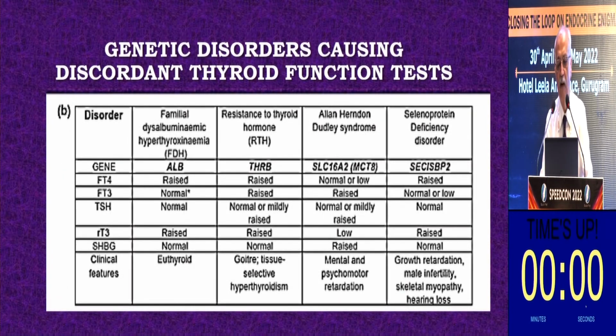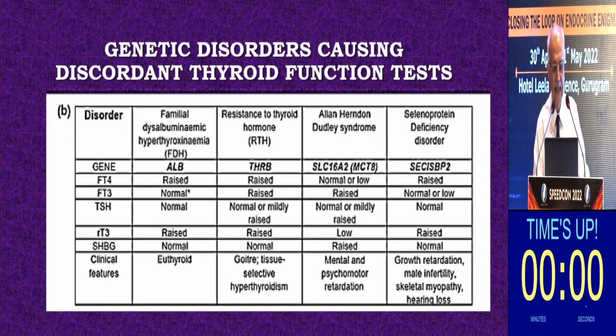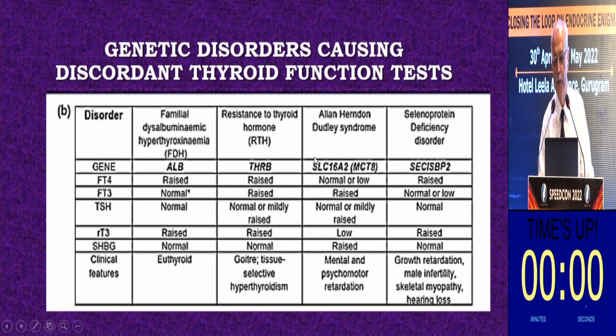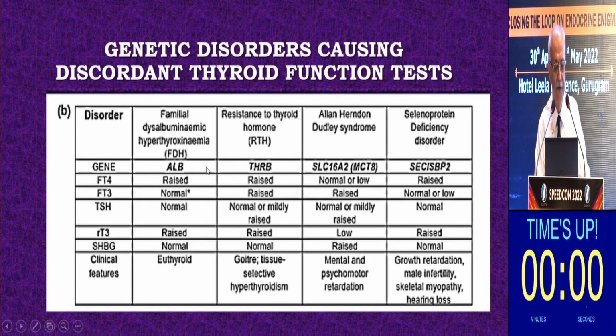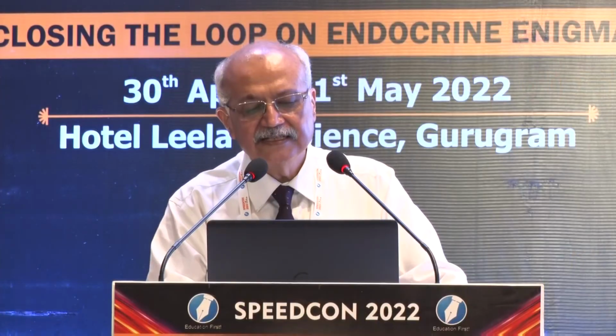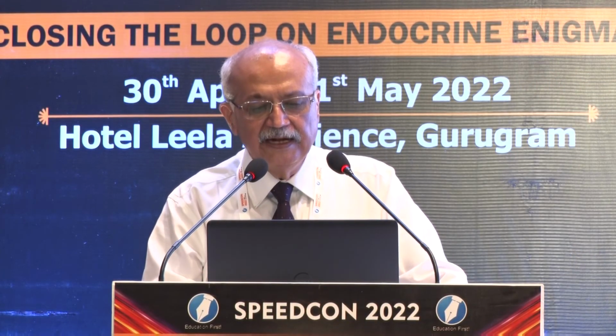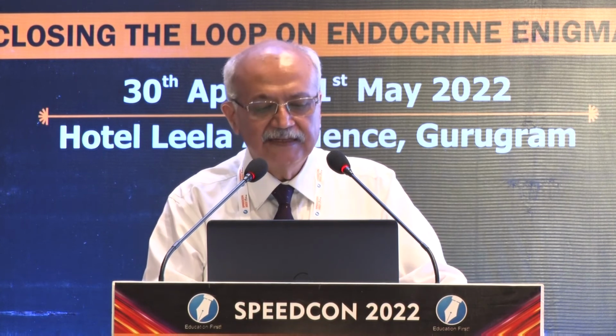So the genetic disorders causing discordant thyroid function come last, and this is the albumin gene, we think, which causes familial dysalbuminemic hyperthyroxinemia. Then there is resistance to thyroid hormone beta, and then what is called monocarboxylate transporter 8 or Allan-Herndon-Dudley syndrome, and selenoprotein deficiency. All these cause disturbances in the T3, T4, TSH. And this is very simple. The only thing that is raised is free T4, rest everything is normal. And then when you do the genetic analysis, you find the albumin gene mutation. Or you can do equilibrium dialysis, and that will give you an answer.